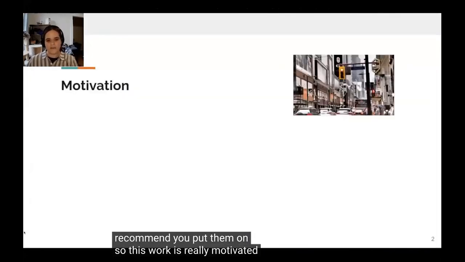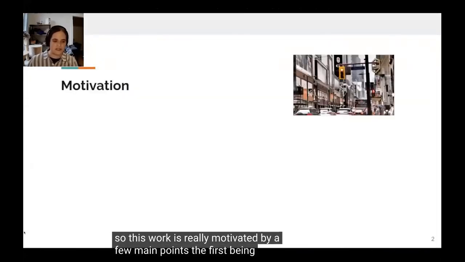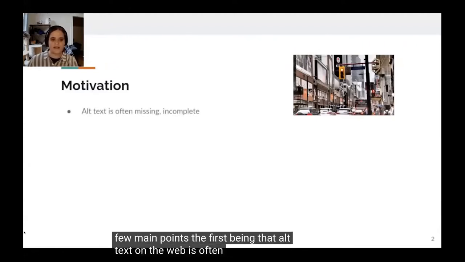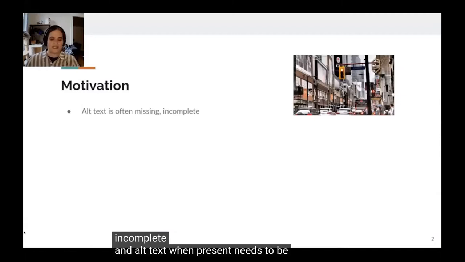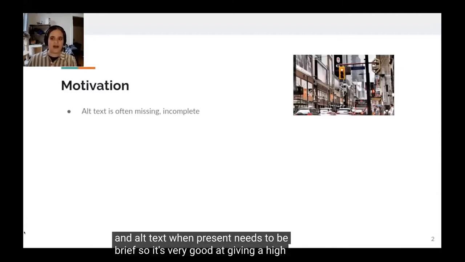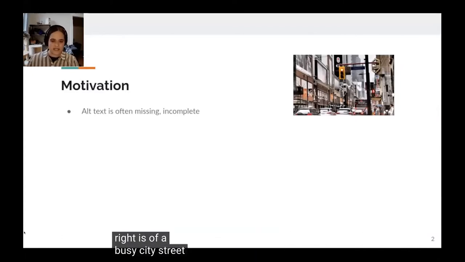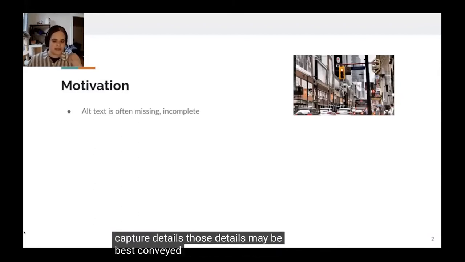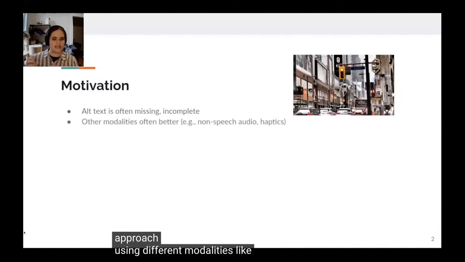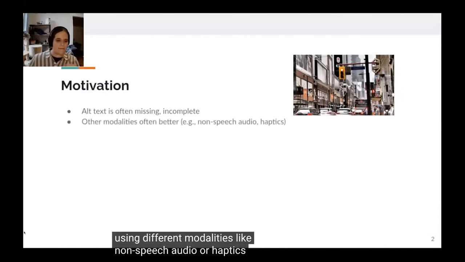This work is really motivated by a few main points. The first being that alt text on the web is often missing or incomplete. And alt text, when present, needs to be brief, so it's very good at giving a high-level perspective of an image. For example, that this photo in the upper right is of a busy city street, but it doesn't really capture details. Those details may be best conveyed using a multimodal approach, using different modalities like non-speech audio or haptics.